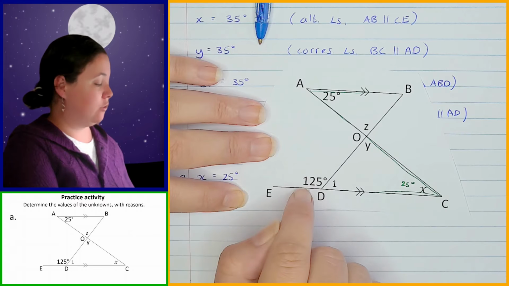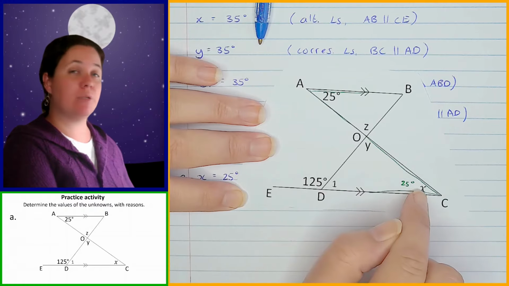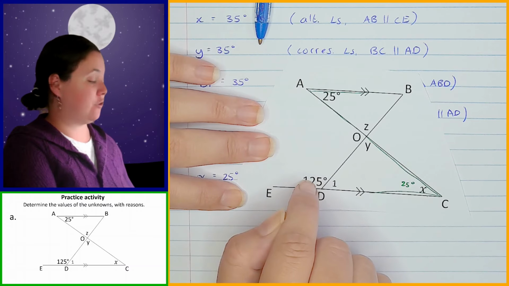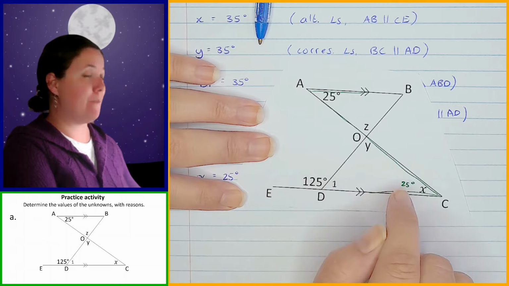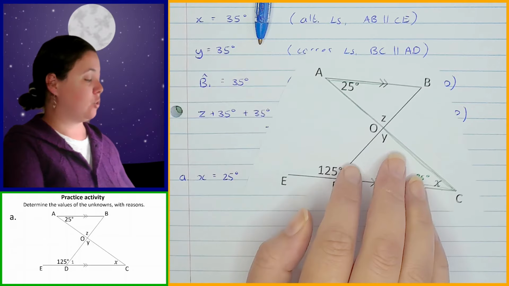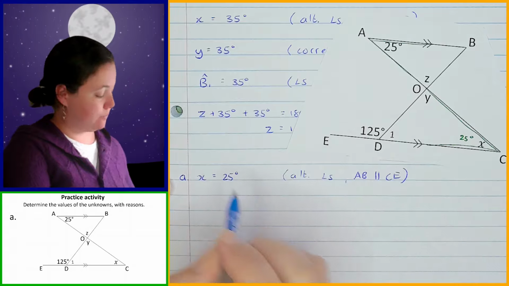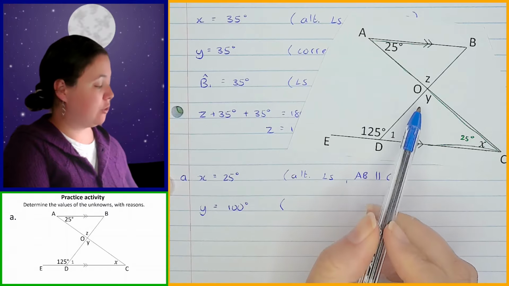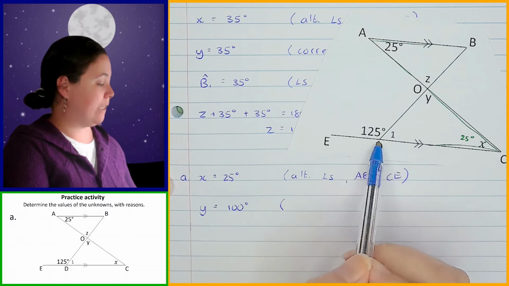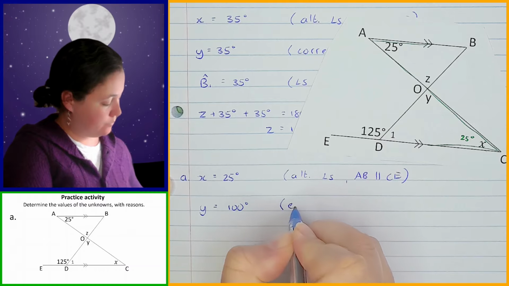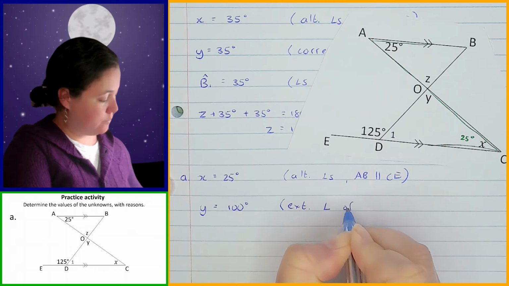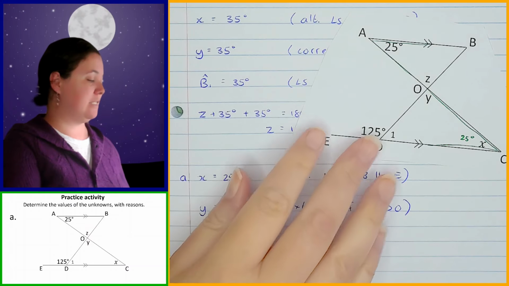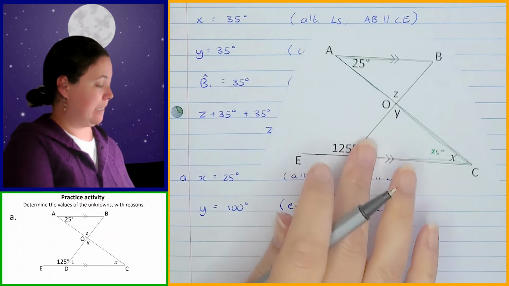Remember, the exterior angle of the triangle is equal to the sum of the opposite interior angles. So this angle is equal to that plus that. So if this is 125 degrees and this is 25, I can say 125 minus 25 will give me y. So y is going to be 100 degrees. And the reason I can say that is because of the exterior angle of triangle CDO. Okay, so now I know that this angle over here is 100 degrees.